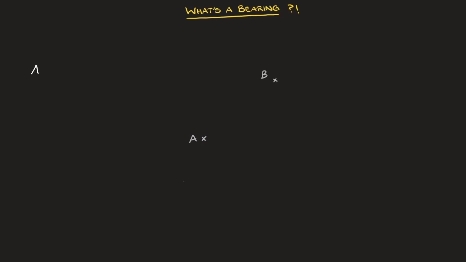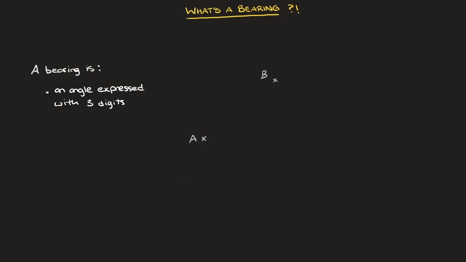And on the left-hand side here, I'll write a little bullet point list to define a bearing. So I'll say a bearing is... well, first of all, a bearing is an angle. And it's always expressed with 3 digits. Always expressed with 3 digits.